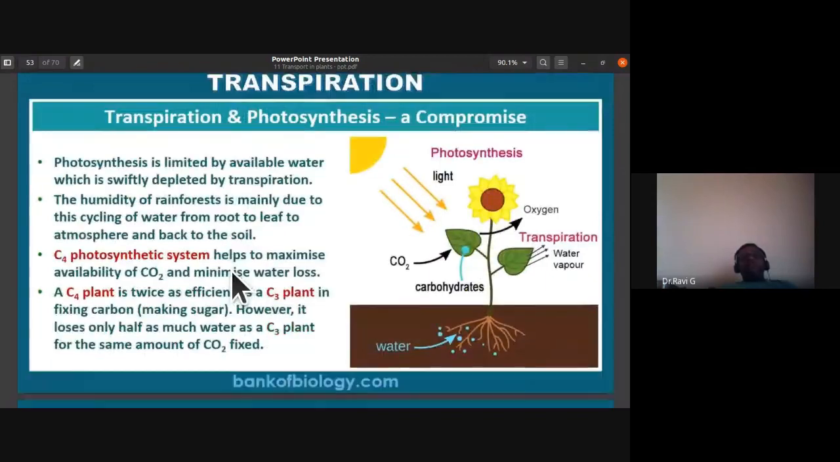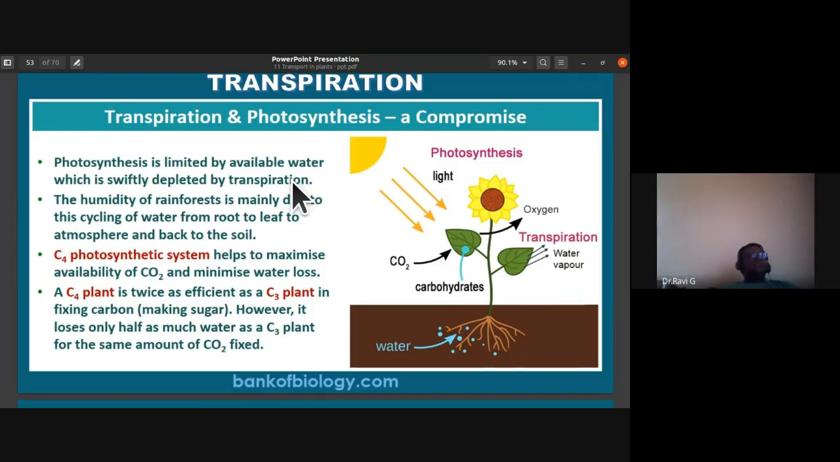So transpiration and photosynthesis are a compromise. Photosynthesis is limited by the availability of water. If water is less, photosynthesis is less. If water is more, photosynthesis is more, because water is one of the raw materials for photosynthesis. So photosynthesis is limited by available water, and this water is lost through transpiration.